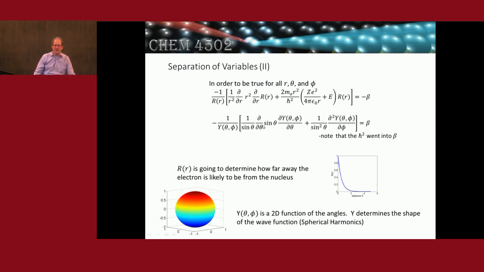This function down here, well, if I just multiply through by y of theta and phi, I'm going to get the Legendrian eigenvalue equation that we just solved in class earlier today. And so we're going to be able to know that those are spherical harmonic solutions. They're going to determine the overall shape, where in space the wave function points.